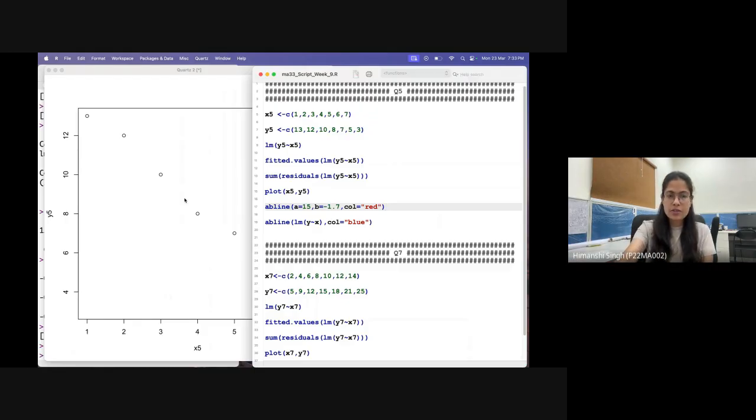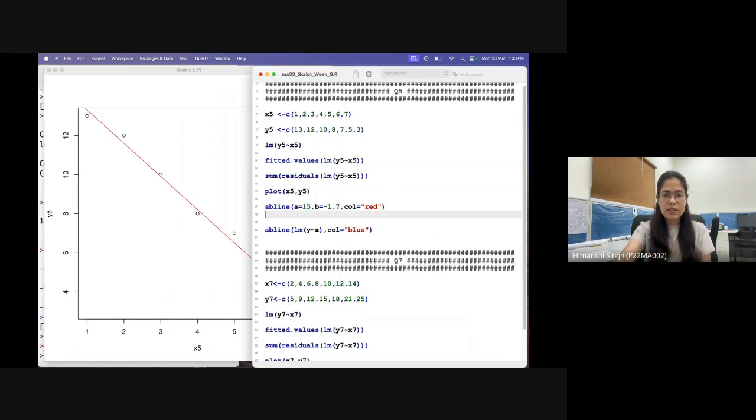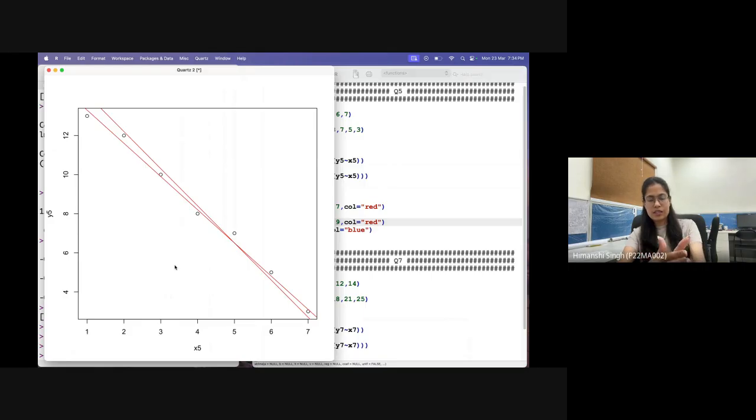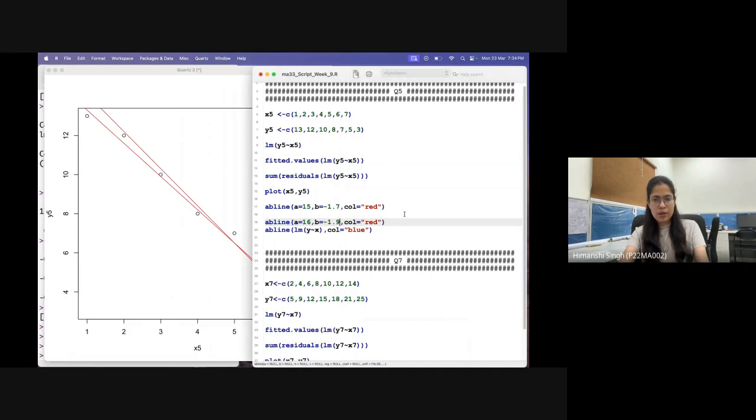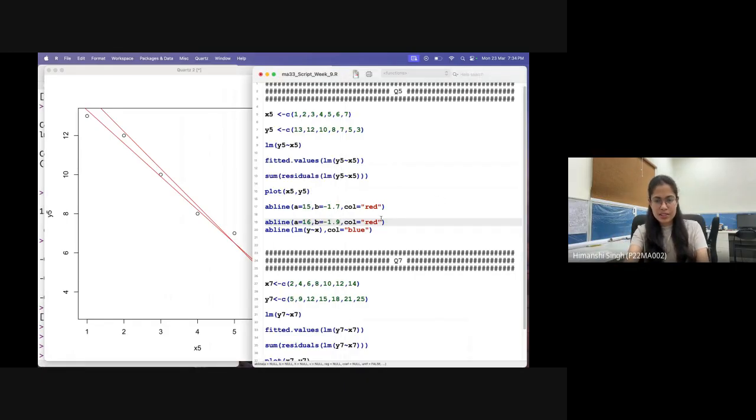If I run this, you can see that I got this line. If I had taken another a and another b, for example a to be 16 and b to be, for example, minus 1.9, then you can see this is a different line. I mean, a straight line I'm getting. But who will ensure that this is the exact fit? Because here I am just doing the hit and trial method.